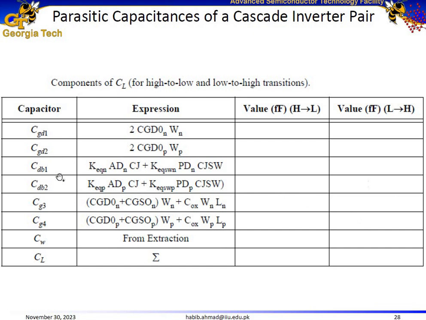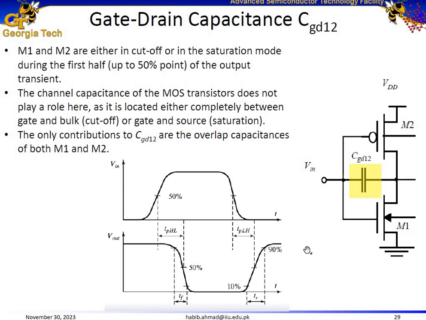But the diffusion capacitances of the NMOS and also the PMOS, involving both the bottom plate capacitance and the side wall capacitance, depend on the voltage. So their values are going to be different for the high to low transition and for the low to high transition. And because of this difference, the total capacitance is going to be different for the high to low transition and for the low to high transition. Let us tackle each one of these capacitances one by one now.